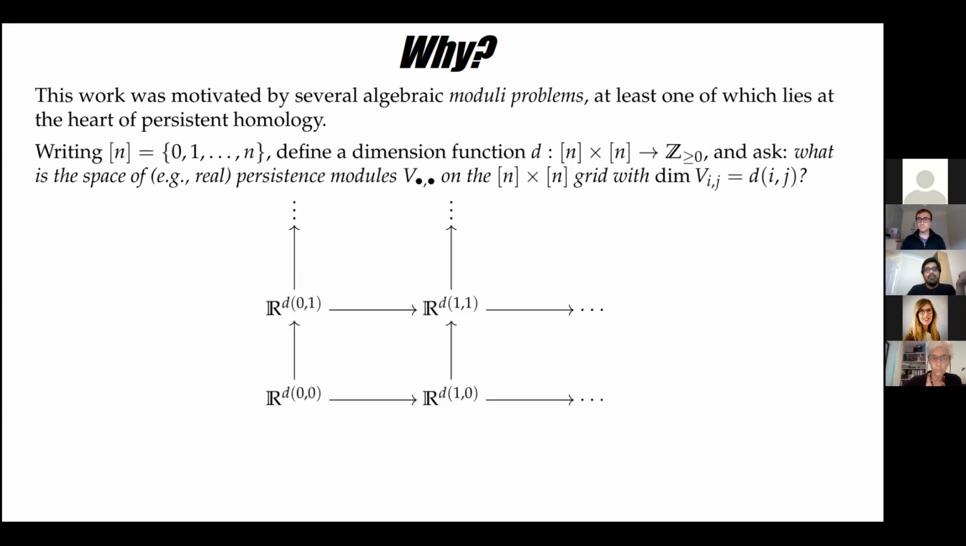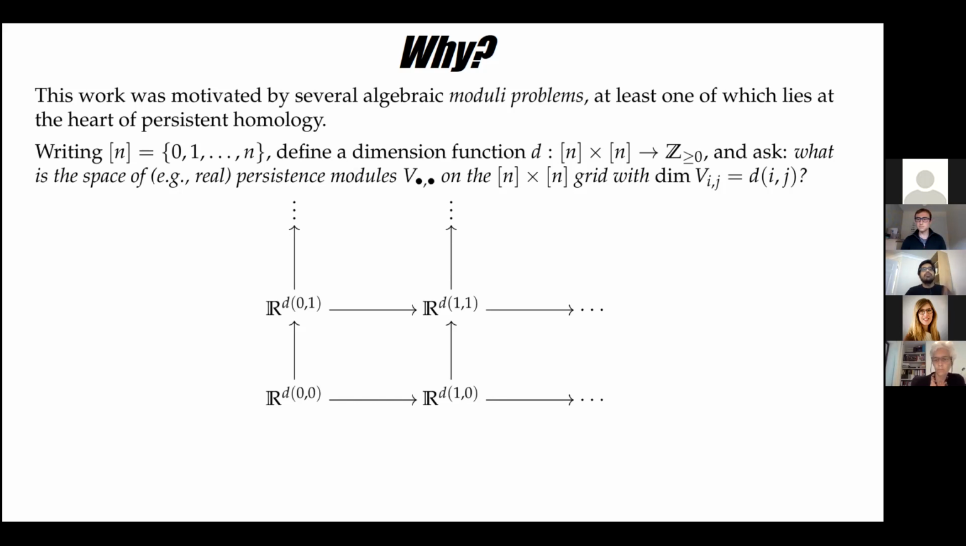Then you can ask what are the persistence modules that could possibly fill out, what matrices could you put there? If you were doing this in 1D, you could put in any matrix of the right shape and you'd get a perfectly valid persistence module. With higher parameter persistence, you have to make sure all those squares on the screen commute. So there are some non-trivial relations.